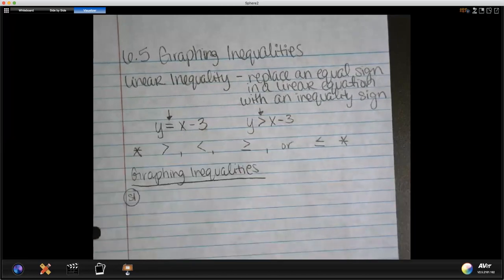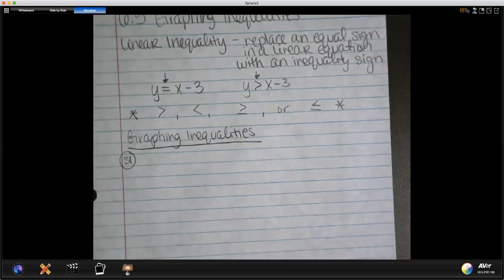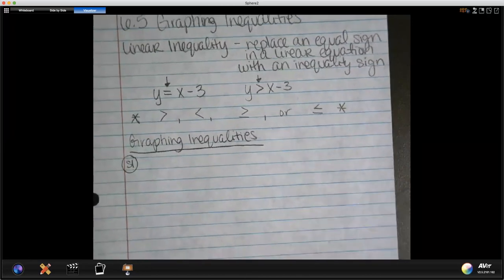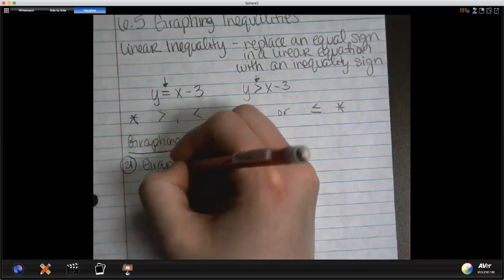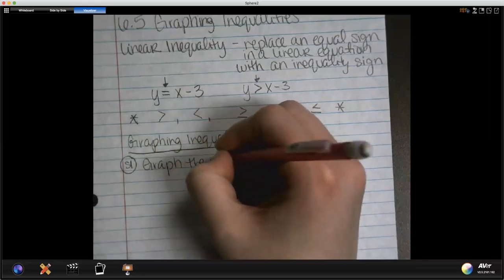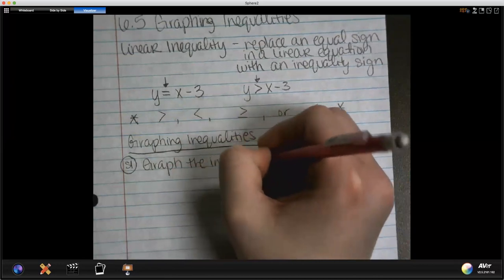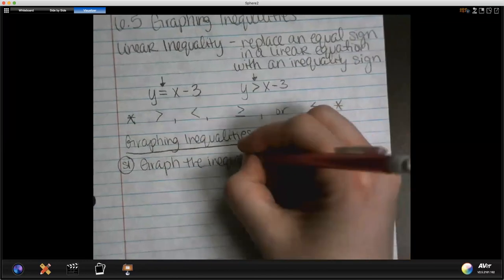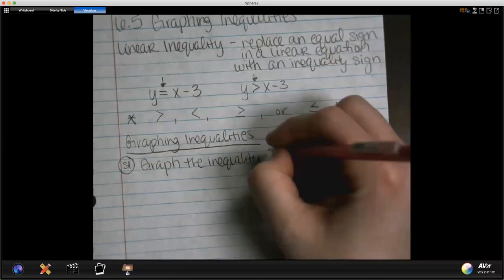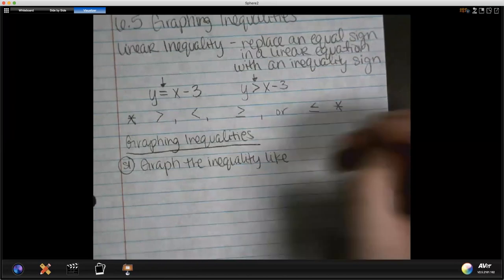Okay. Step one. I had someone ask me the other day, why do you put S1? It's for step one, so you know it's not a problem. Step one in graphing inequalities is to graph the inequality like it was an equation.